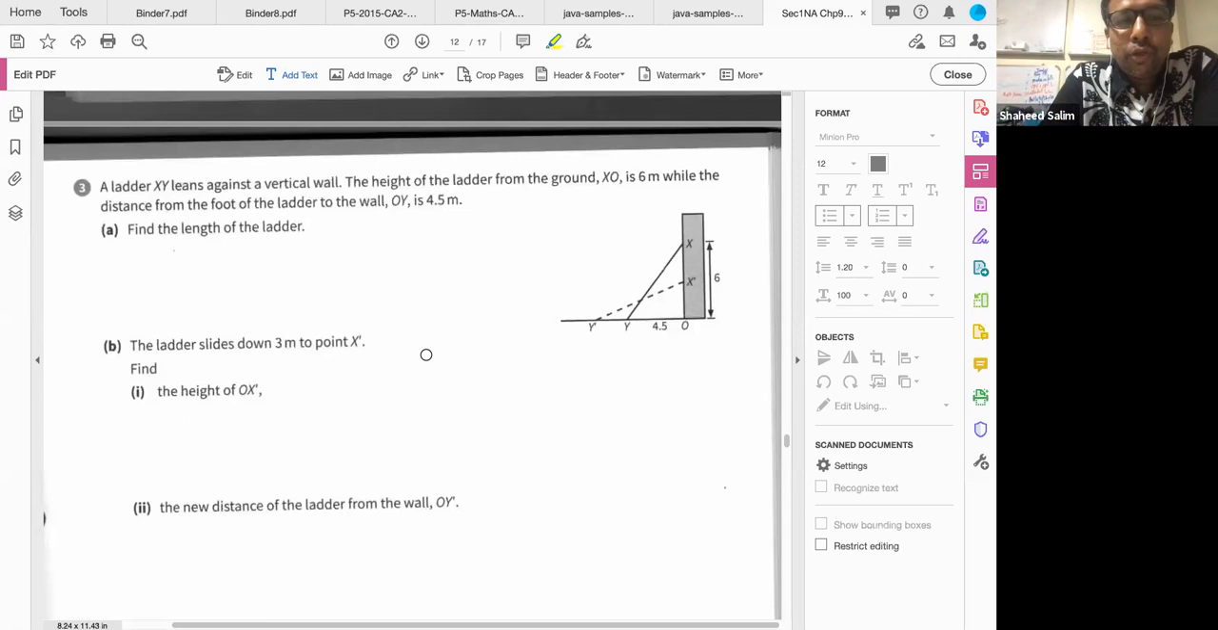So, first of all, you need to identify the ladder. So I will just color it for your sake. Okay? This here is the ladder. This is the ladder. So the ladder is leaning. Later on, the ladder goes down. Okay. They want you to find the length of the ladder. That's all. Can you find the length of the ladder? First question. Then after that, they want you to find the new height. Second question.